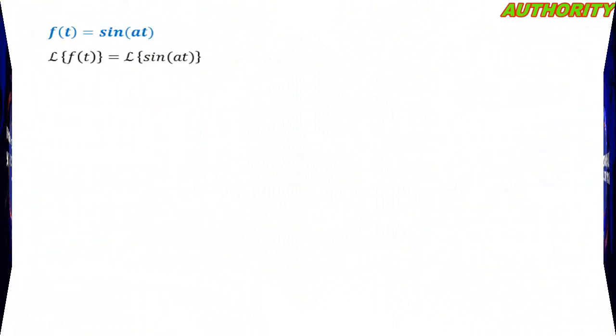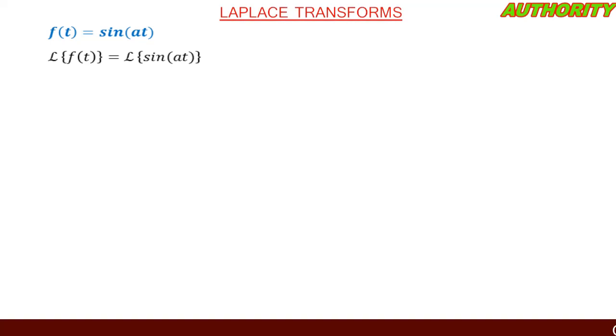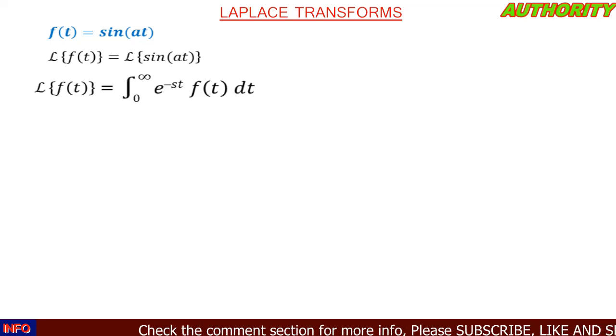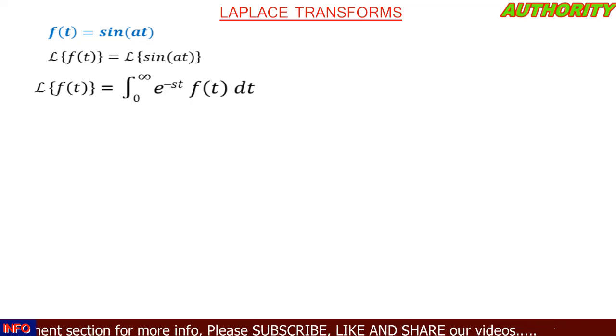f of t is equal to sine at. Here we'll find the Laplace transform of f of t, where f of t is sine at. That means we want the Laplace transform of sine at. Going with the definition, the Laplace transform of f of t is given by the integral from 0 to infinity of e raised to the power of minus st f of t dt.